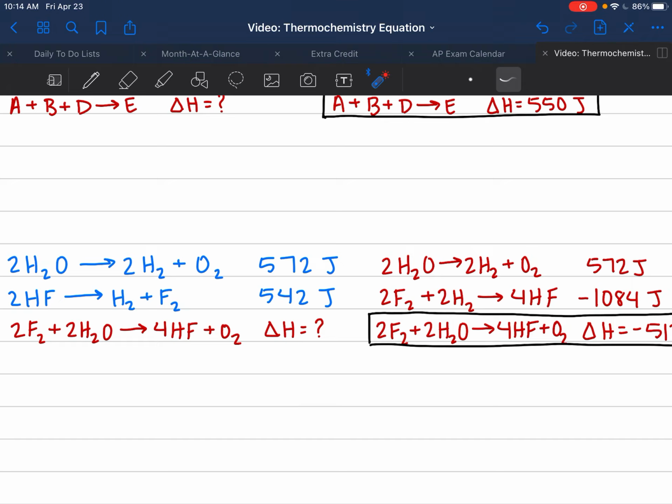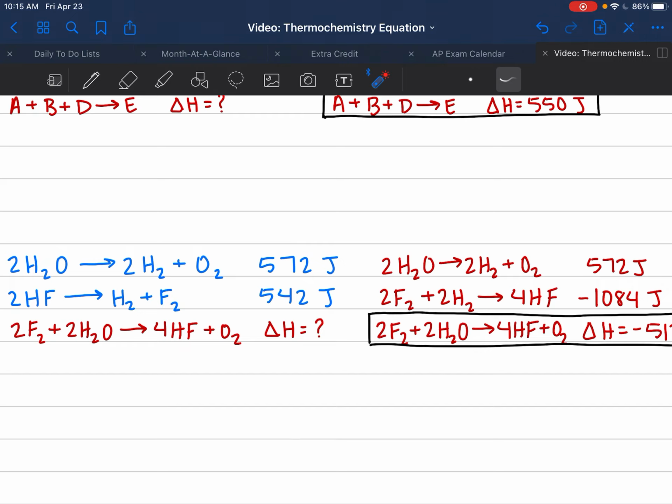For this second one, notice that I need to flip it around because instead of having F2 in the products, I now have it in the reactants. And instead of having that hydrofluoric acid in the reactants, I now have it in the products. So I'm going to flip that around.